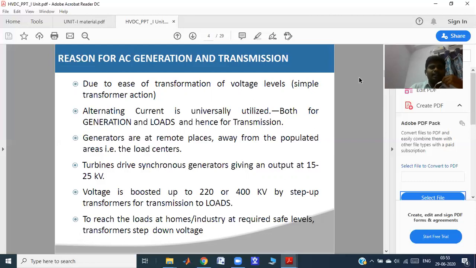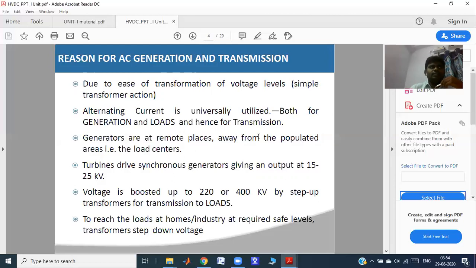Next, alternating current is universally utilized. The alternating current is universally utilized both for generation and load. Load is nothing but distribution and utilization, and sometimes also for transmission. As I told you, our power system network is divided into 3 groups: generation, transmission, and distribution. Distribution is nothing but loads. Generators are at remote places away from the populated areas, that is, away from the load centers. Yes, generators are located at remote places.